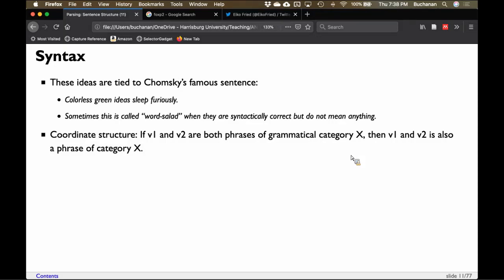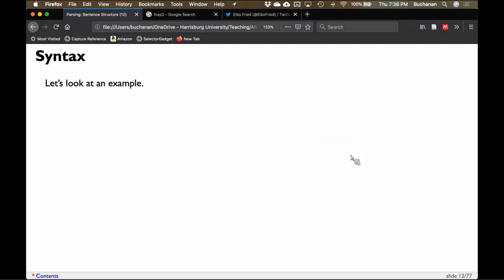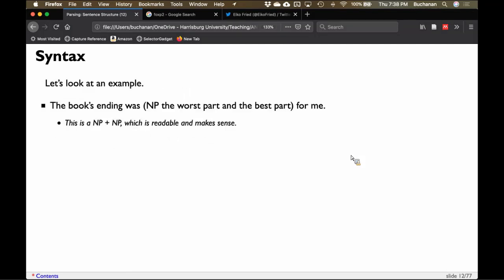If part one and part two are phrases in a grammatical category, like noun phrase and verb phrase, then part one and part two are acceptable, basically. This is not quite worded in the most perfect way. So basically, if phrase one and phrase two are both noun phrases, then they probably can go together. Okay, so let's look at an example of that.